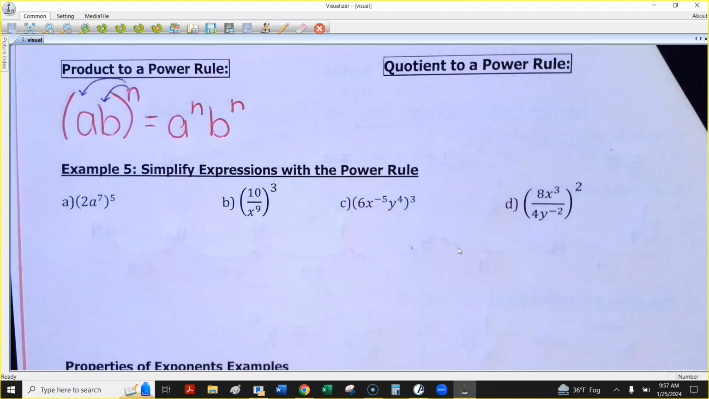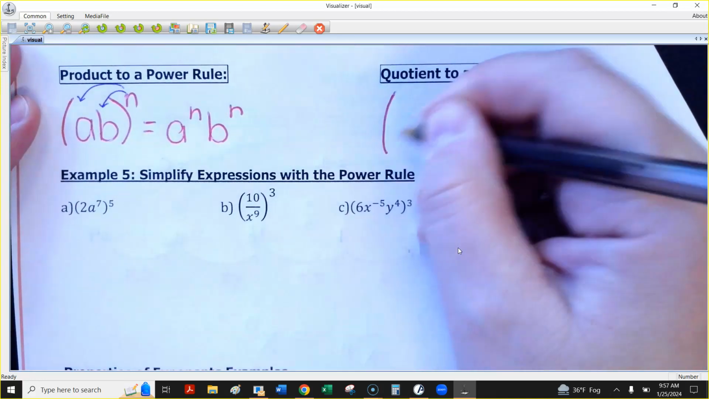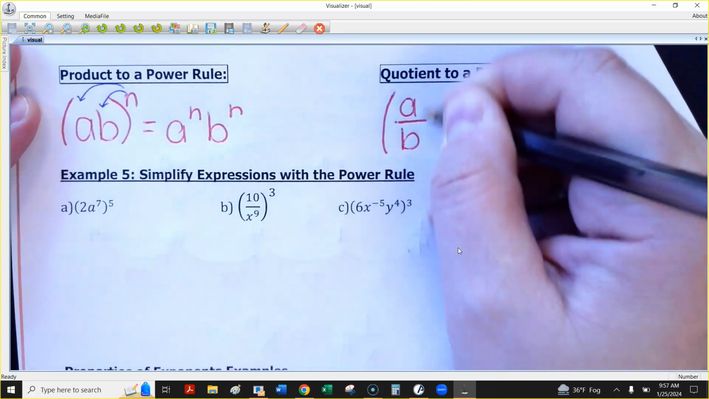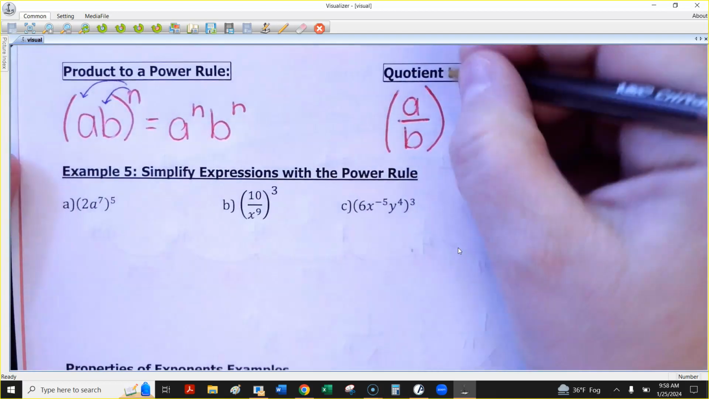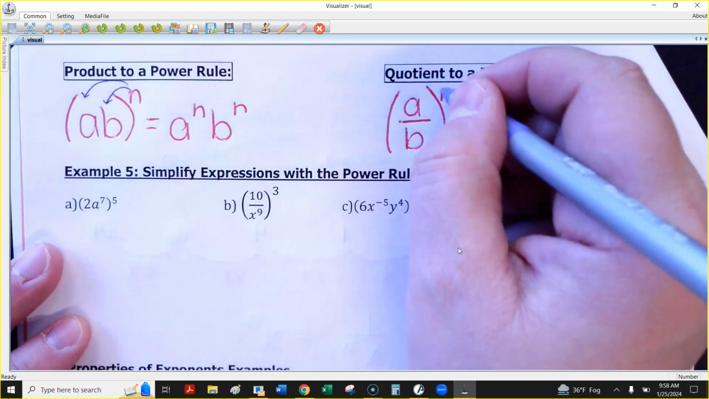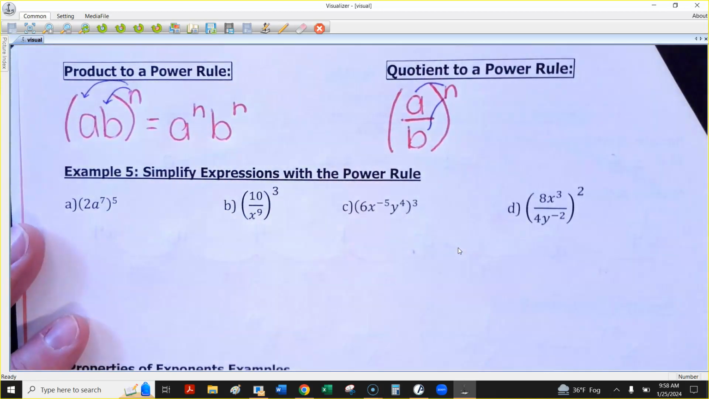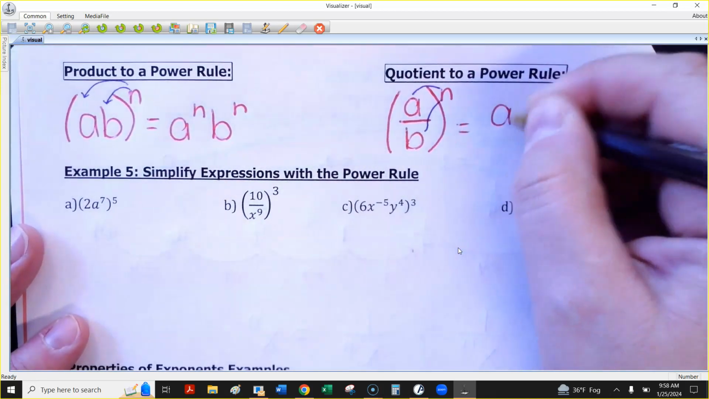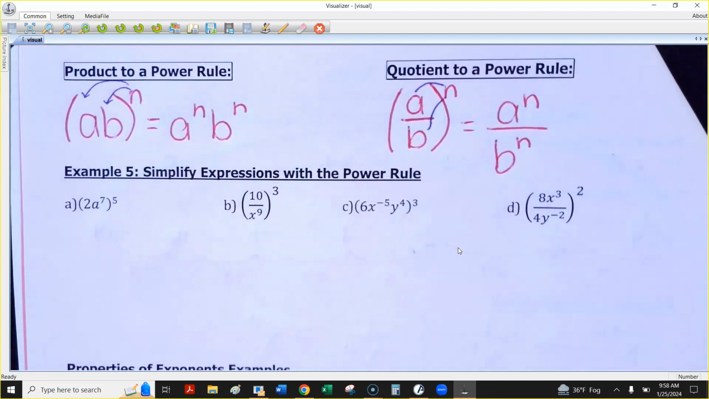So we're going to practice that in the examples underneath here. And then quotient to a power, very similar. Quotient just means I'm dividing. So let's say we had a over b. No adding or subtracting, right? Just something over something else. And we have that to the n power. Same thing. It's like a distributive property to anything inside the fraction here. So this would be a to the n over b to the n to simplify that.